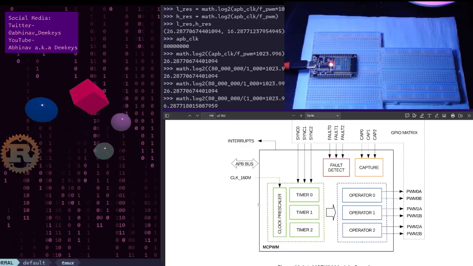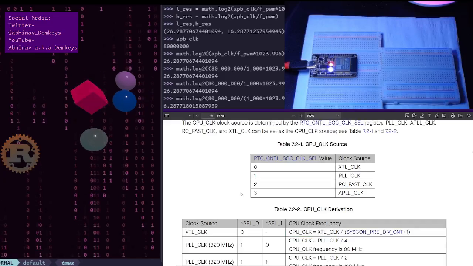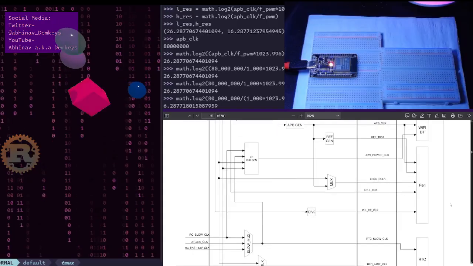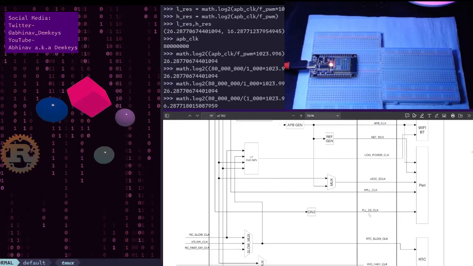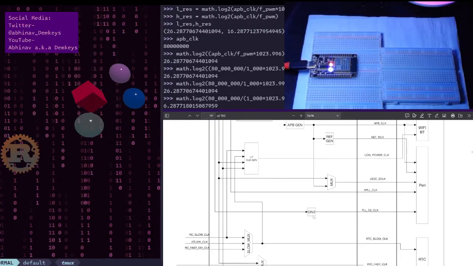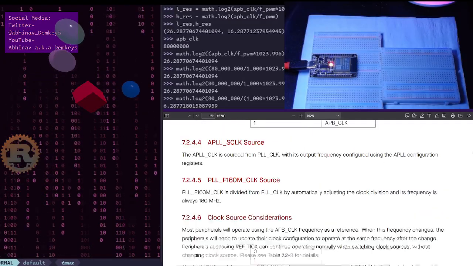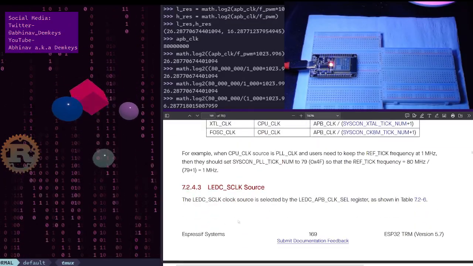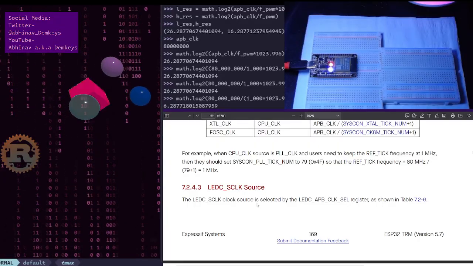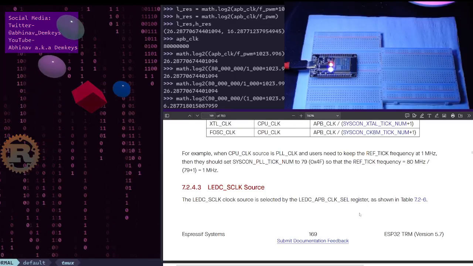Okay, all right. I wonder if this is coming from here. Where is it? Because this is part of peripherals, right? So I wonder if this PLL D2 clock is coming from here, because this happens to be 160, right? And there's a separate LED source thing here. This is a clock source. This clock source is selected by the LED APB clock cell register in so and so.